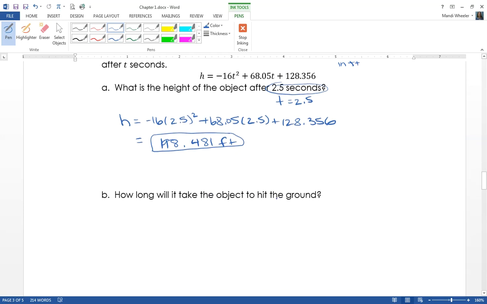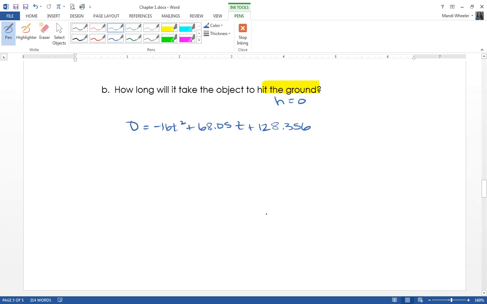Now it wants to know how long it will take the object to hit the ground. Well, when it hits the ground, the height is 0. So we're going to plug in h equals 0 and solve for t. I don't know about you guys, but I'm not really looking to complete the square or factor that one, so I'm going to go ahead and use the quadratic formula.